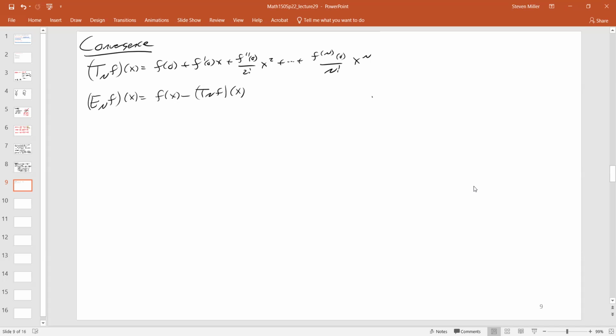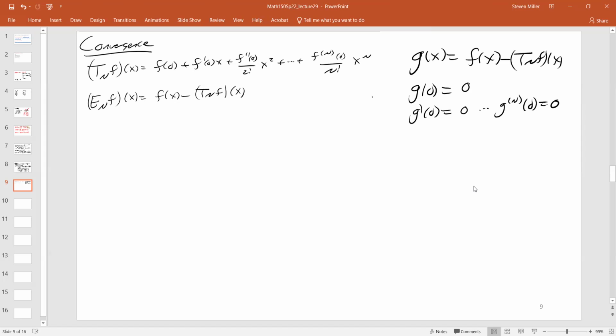Okay. So let's construct a new function. Let g of x, which is essentially just our error function, be f of x minus Tn f of x. What is g of 0 equal to? 0. What's g prime of 0 equal to? Zero. All the way up to the nth derivative at 0 being 0. So one way to view my error is that it is equal to g of x.